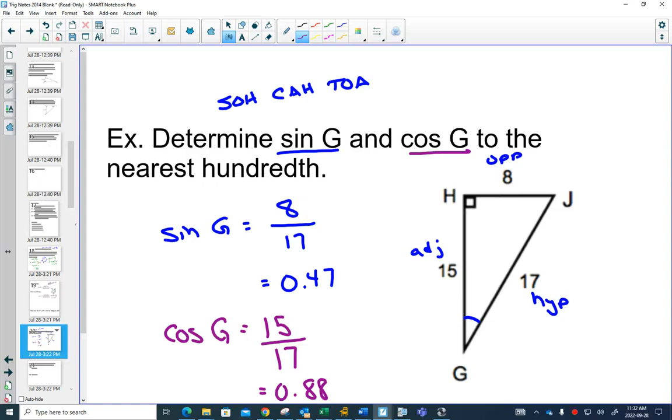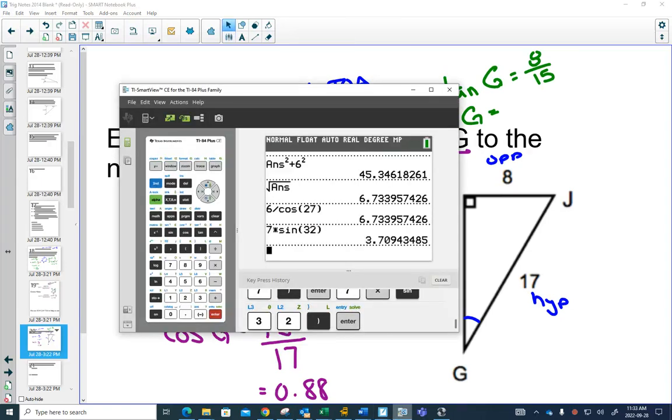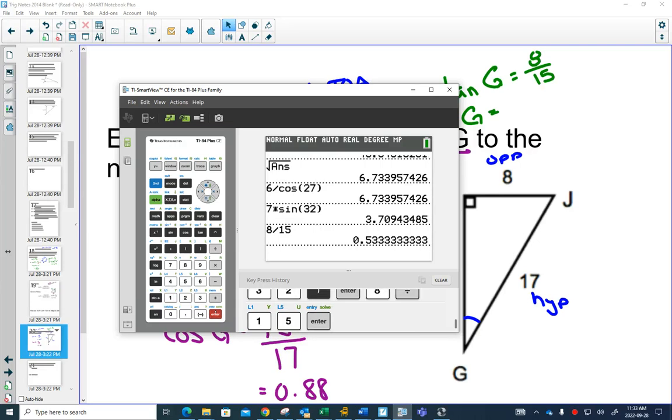Do you remember how you found the angle with tangent? For example, I could write out, if I wanted to, tan of angle G is equal to opposite over adjacent. Do you remember what we did to find angle G with tangent? We used our calculator. We did it two ways. We did it the long way. The long way looked like this. 8 divided by 15 is 0.533.